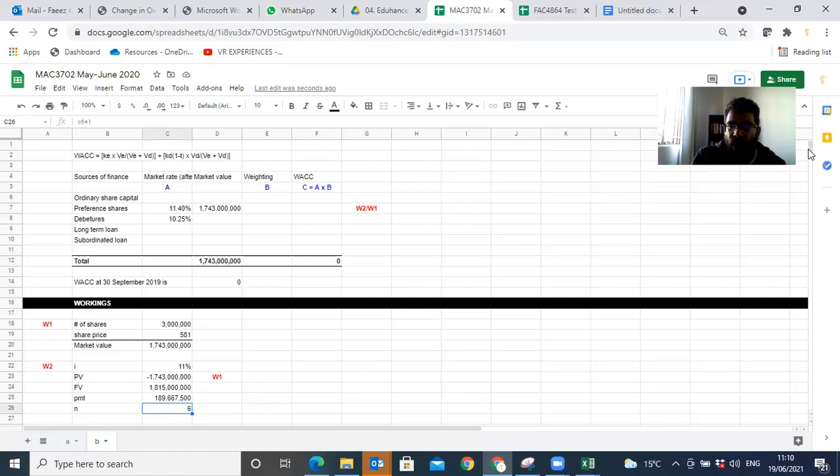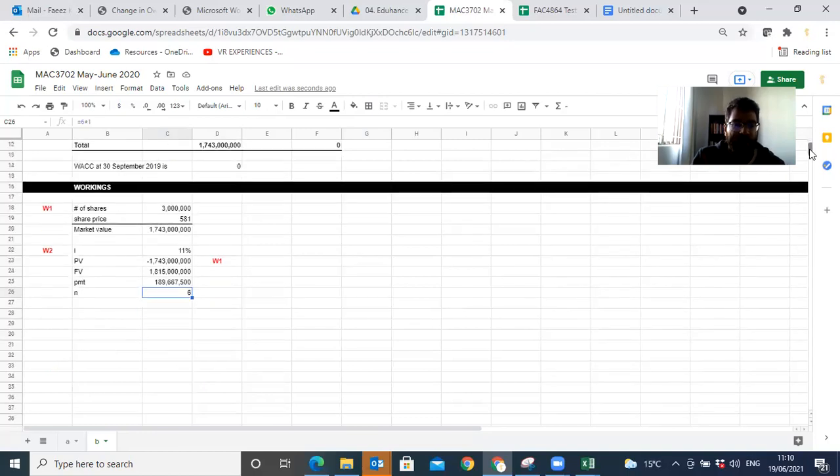In this case, I'm going to set it up using a cash flow table, and then I'm going to tell you why. So working 3, I'm going to have details. I'm going to have year 0, and then year 1, year 2, up until year 7.